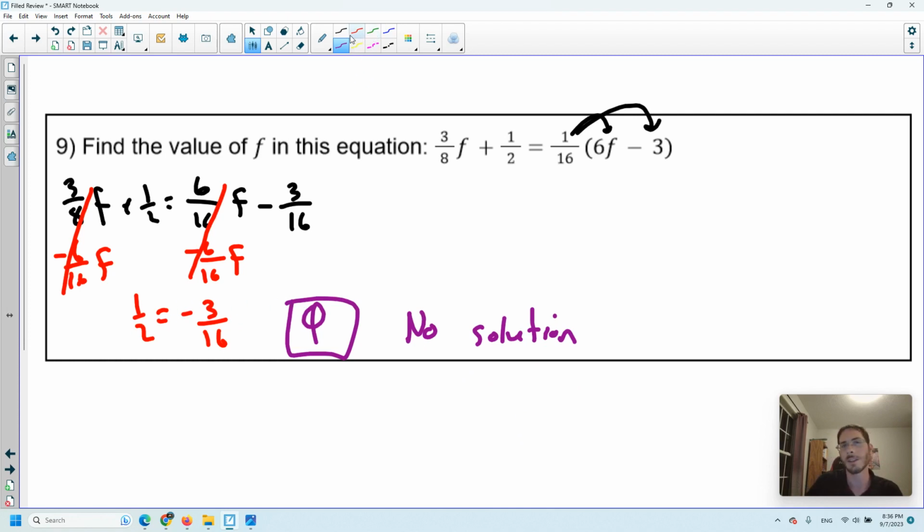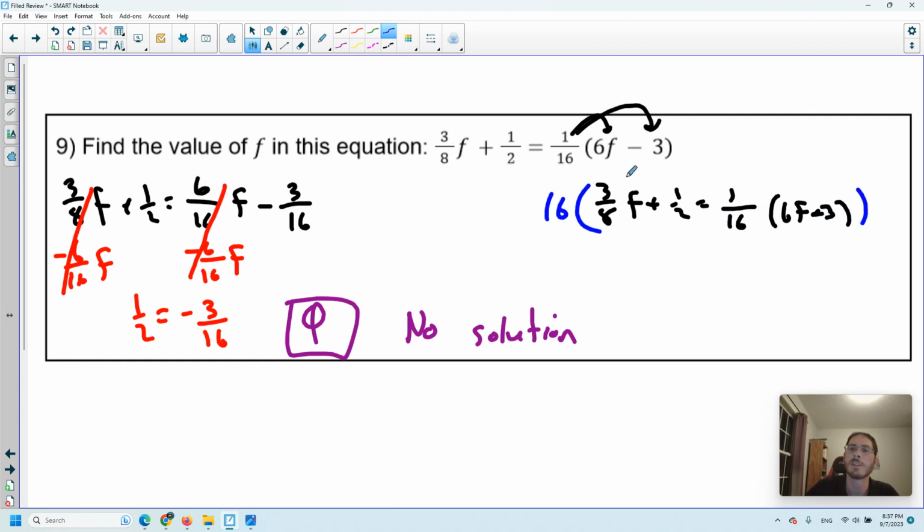Now, like I said, that was one way to do it. The other way to do it, if we restart, I'm going to come over here. 3/8 f plus 1/2 equals 1/16 times 6f minus 3. We can see that we got 16 as our biggest denominator. So if we multiply everything by 16 to clear the fractions away, 16 times 3/8, that's going to be 16 divided by 8 is 2. 2 times 3 is 6. 16 times 1/2 is 8.